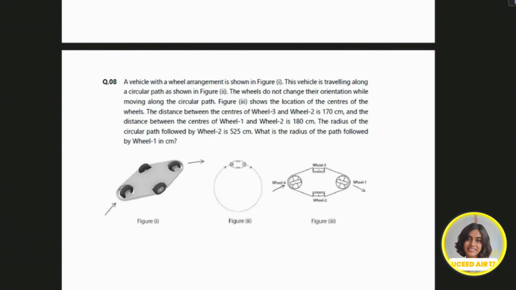The distance between the centers of wheel 3 and wheel 2 is 170, and the distance between the centers of wheel 1 and wheel 2 is 180. The radius of the circular path followed by wheel 2 is 525. What is the radius of the path followed by wheel 1 in centimeters?